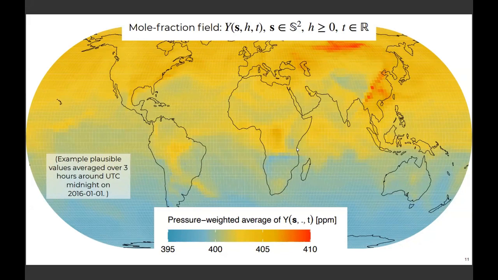And again, there's lots of complex structure here. You can see hotspots over China. There's a latitudinal gradient from north to south that's different in the northern hemisphere and the southern hemisphere, which is also quite a seasonal pattern, and so on.